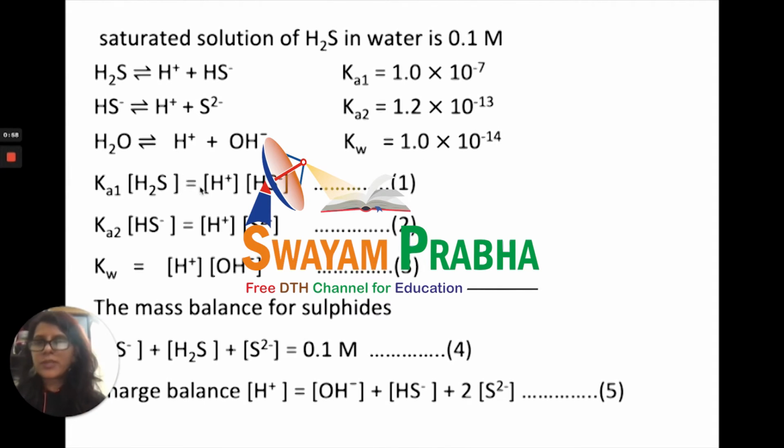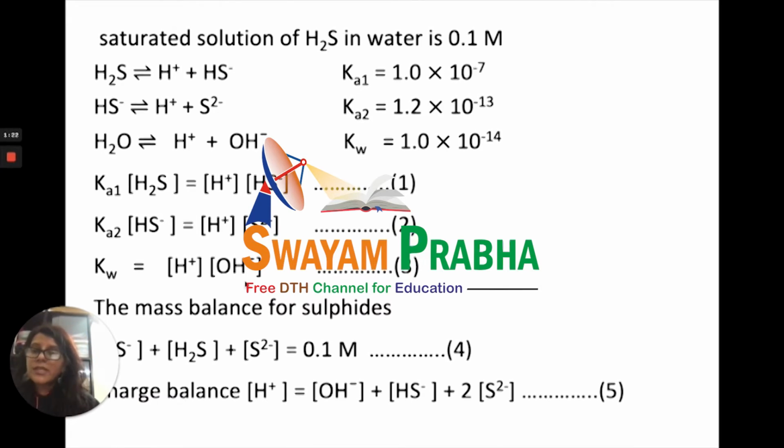We know that Ka1 is equal to what? H plus into HS minus upon H2S, and Ka2 is equal to H plus into S2 minus upon HS minus. So we just rearrange these expressions and we get Ka1 into H2S is equal to H plus into HS minus. Ka2 into HS minus is equal to H plus into S2 minus, and the ionic product of water we already know that Kw is equal to H plus into OH minus.